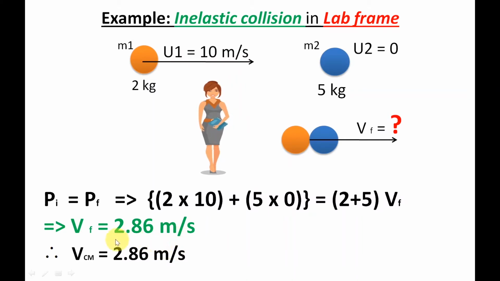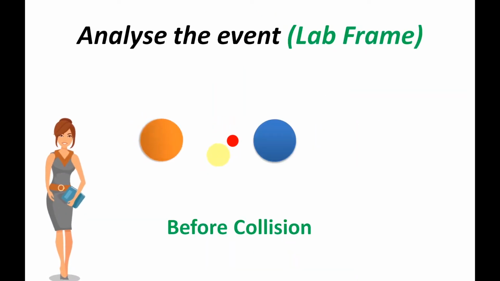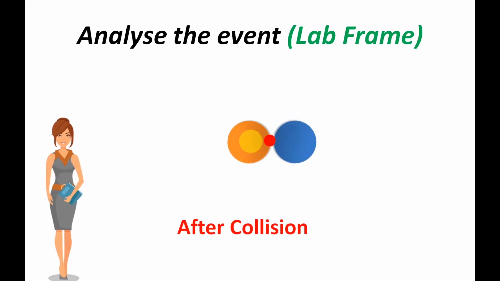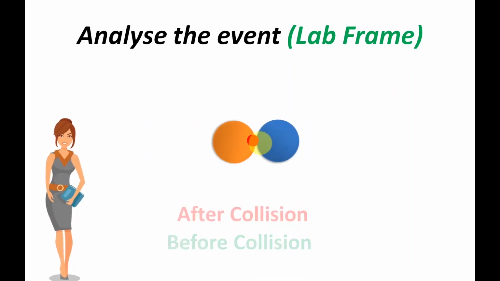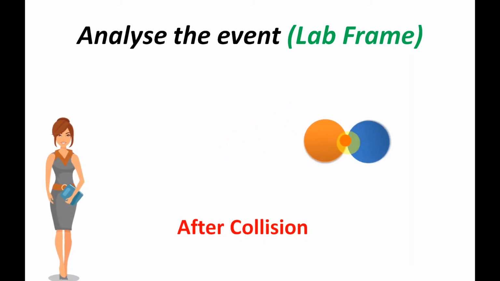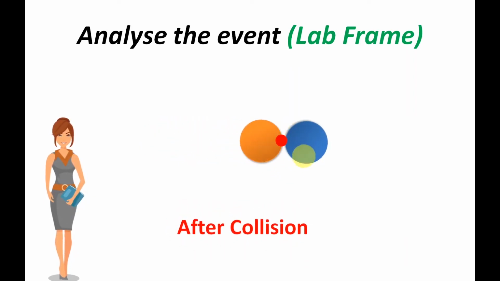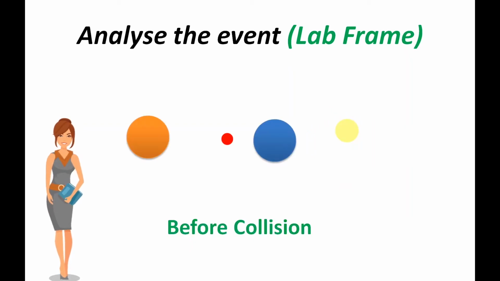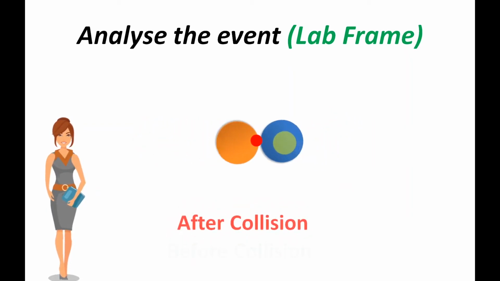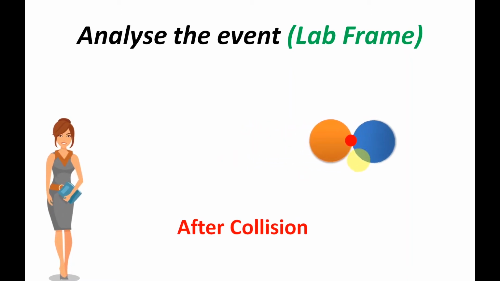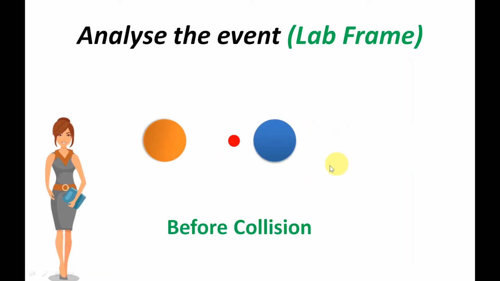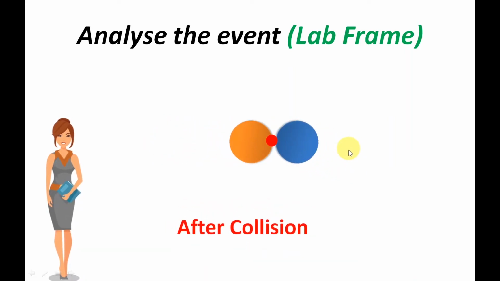Now what we are going to find is the velocity of the center of mass, according to the laboratory frame's observer. What will be the velocity of the center of mass? That is what we need to find now. Before collision, as these two particles approach, the center of mass also approaches. After collision, the two particles stick to each other, and the center of mass is somewhere in between these two particles. As these two particles move with 2.86 meters per second, as we have just found out, the center of mass is also going with velocity 2.86 meters per second after collision.